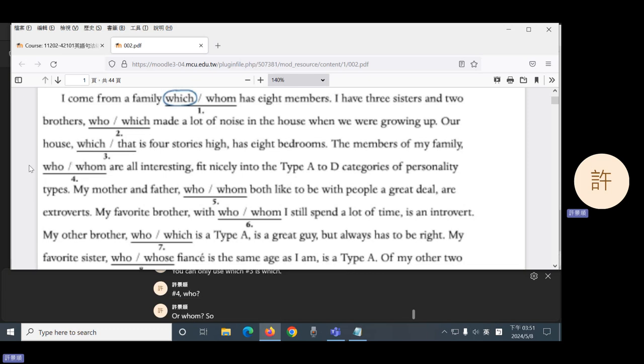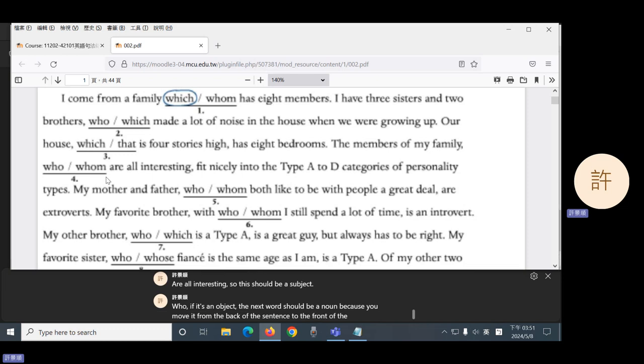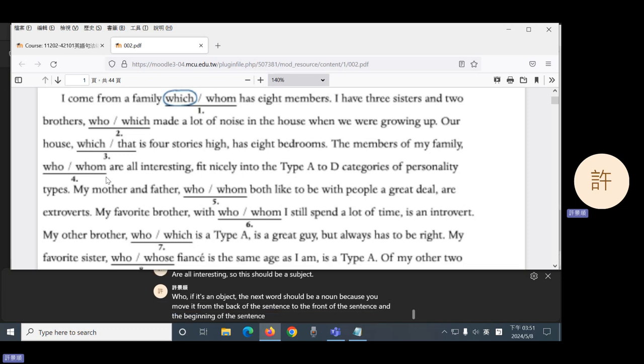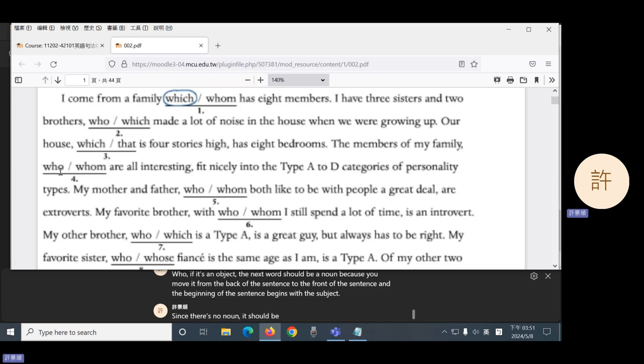So is it a subject or is it an object? The next word is a verb, so this should be a subject, who. If it's an object, the next word should be a noun because you move it from the back of the sentence to the front of the sentence, and the beginning of the sentence begins with a subject. Since there's no noun, it should be who. Who itself is the subject of the sentence.